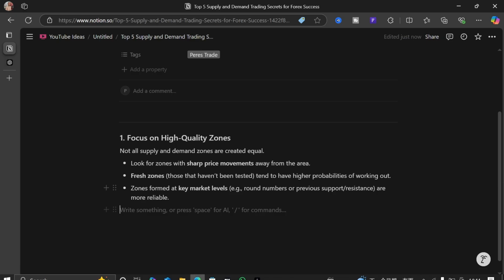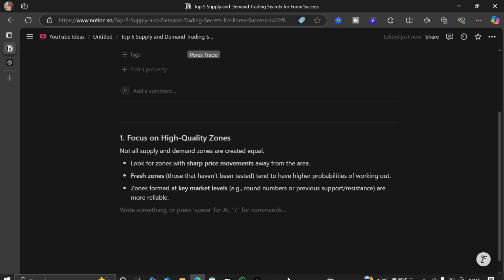Now the second one here is simply fresh zones, those that haven't been tested before. When it comes to identifying high quality supply and demand zones, you need to make sure that these zones haven't been tested before. Now why shouldn't it be tested before? Supply and demand zones are to be used only once. The reason is that once a zone is used more than once, it turns from supply or demand into a support or resistance level. So when you identify a supply or demand level, just make sure that the zone hasn't been tested before.